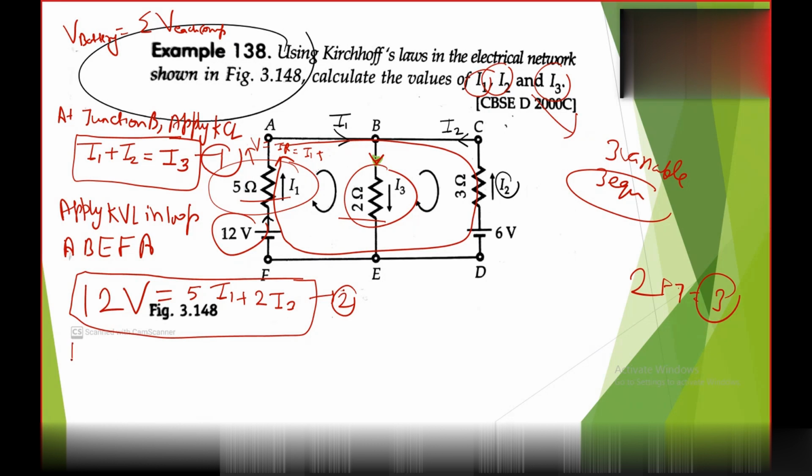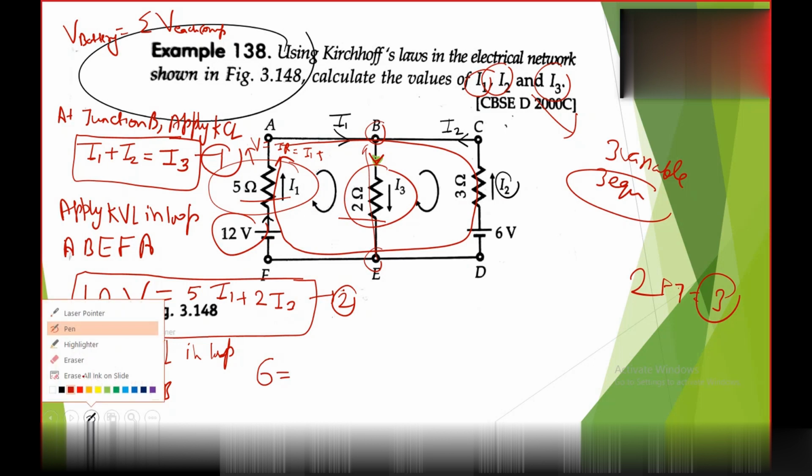Similarly, you can apply KVL in loop B, C, D, E, B. See, if I am starting from point B, then you have to write the loop completely up to that same point. If you started from B, the loop will not end at E, it will end only at B. So we have to make it a complete loop B, C, D, E, B. Now again apply KVL. The total energy, or energy per unit charge, if charge is 1, the total potential is 6 volt we are getting from the battery. That will be used at two components.